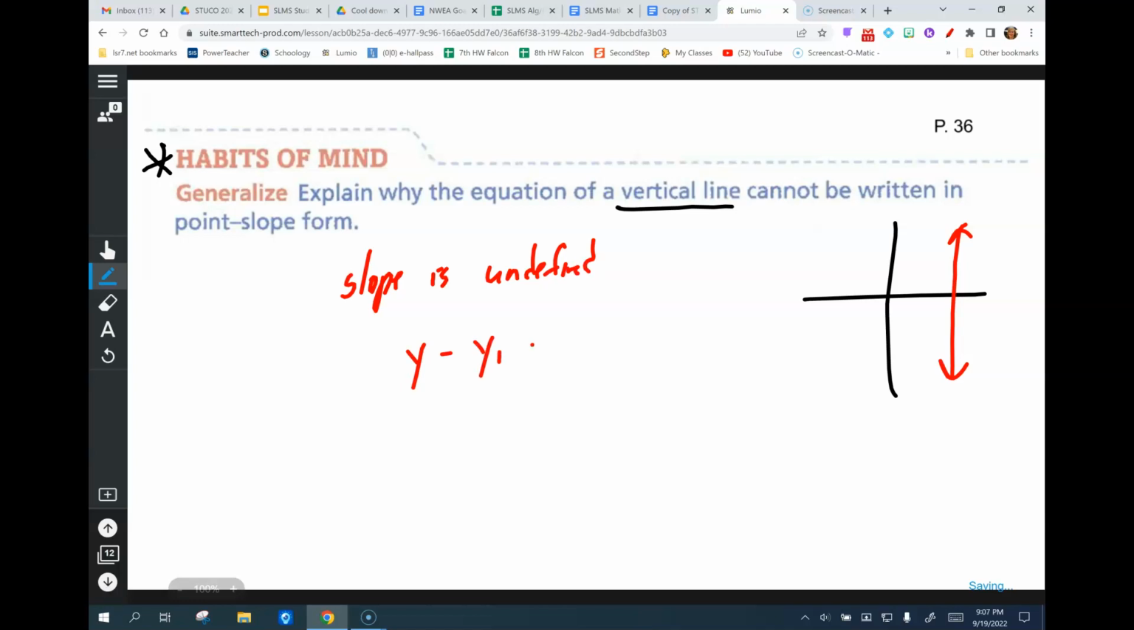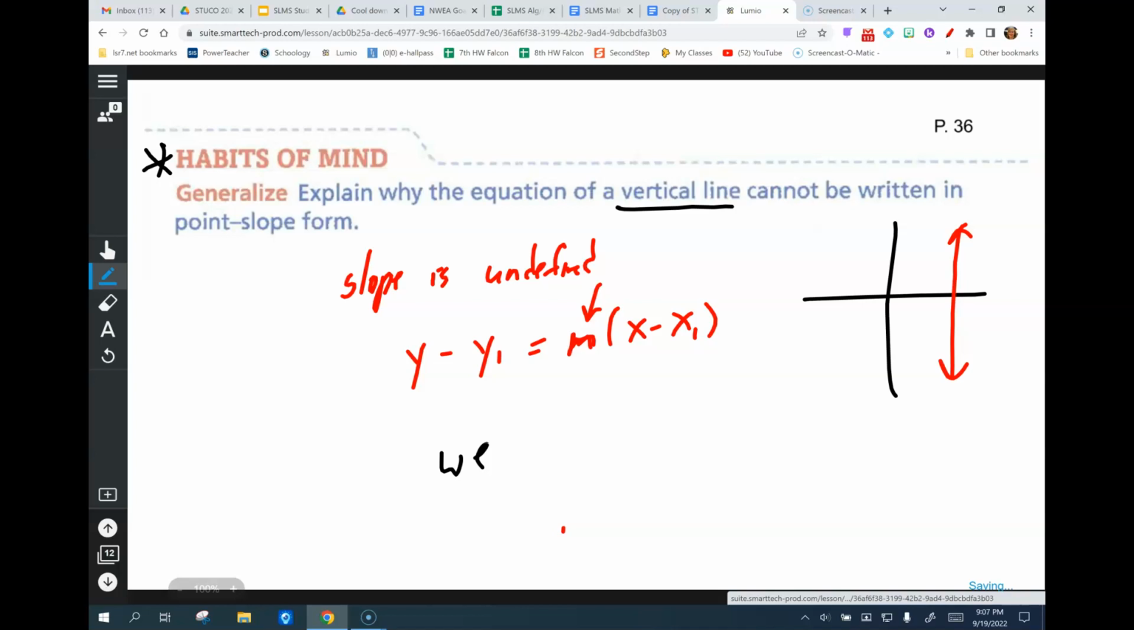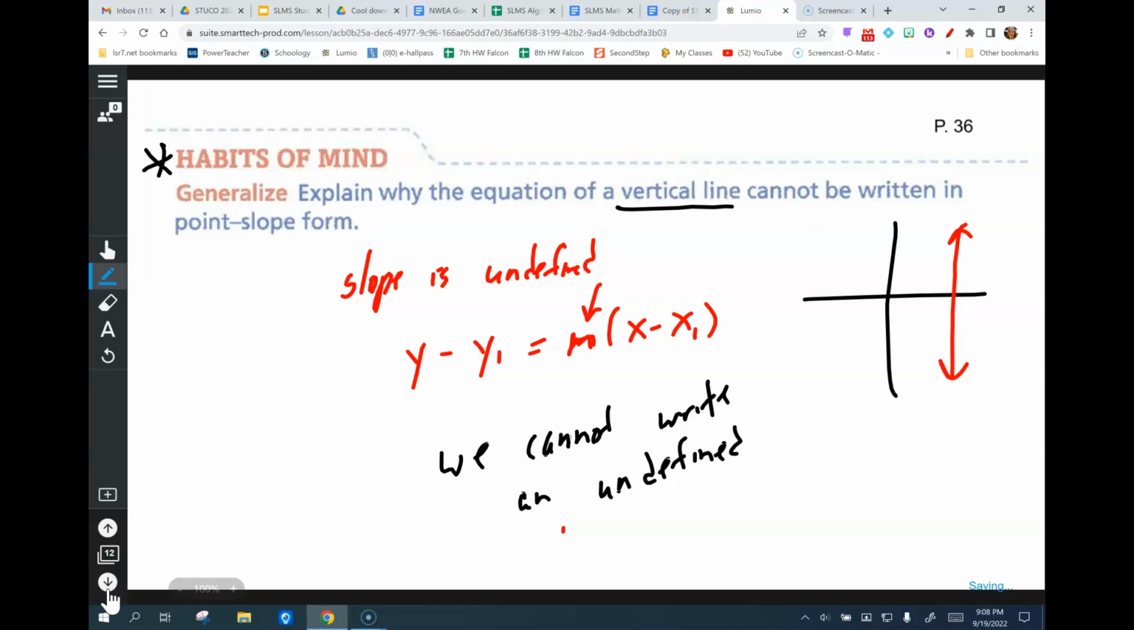y minus y sub 1 is equal to m times x minus x sub 1. Well, how the heck are you going to plug in an m that's undefined? If we can't define it, we can't plug it in. So there's our problem. Our slope is undefined. Okay, so if our slope is undefined, we cannot write an undefined number, because it's not defined. Okay, so it would be something over 0, which is undefined.